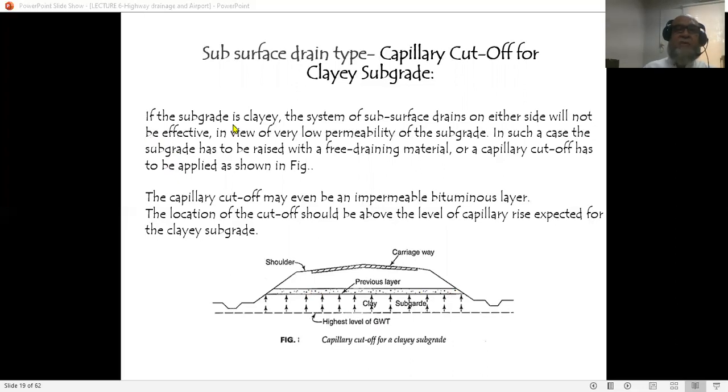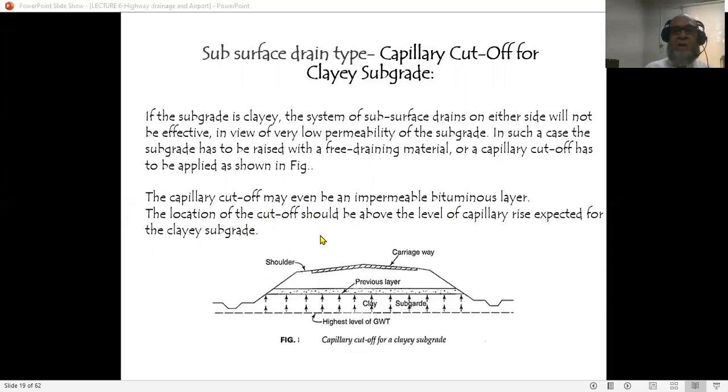Now, if your subgrade is clay, the system on either side will not be effective in case of very low permeability of the subgrade. In such case, the subgrade has to be raised with a free draining material or capillary cut off as shown. This is a capillary cut off. The bituminous layers or location should be above the level of capillary rise expected from the clay surface.